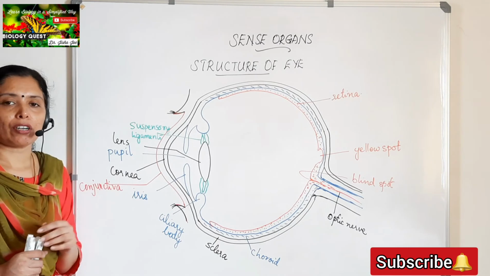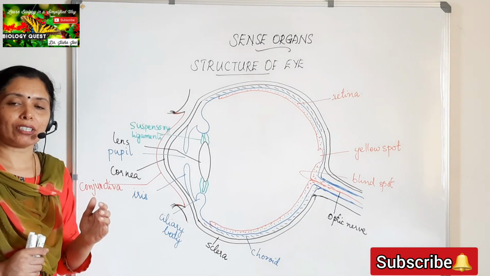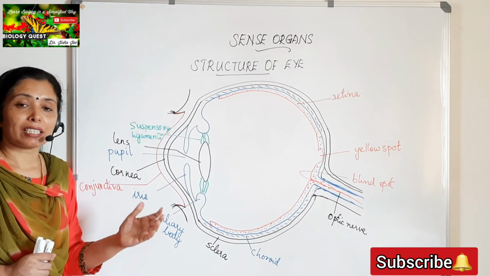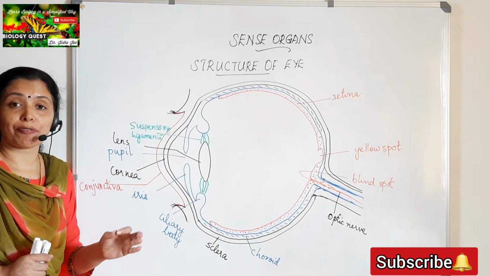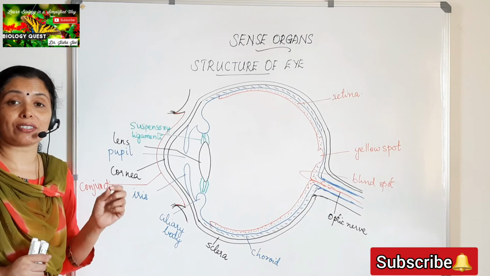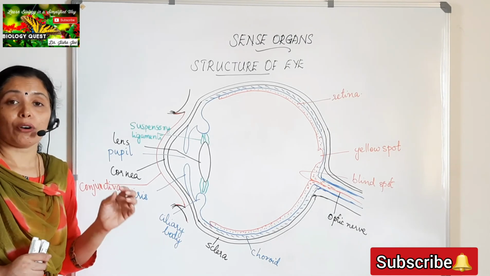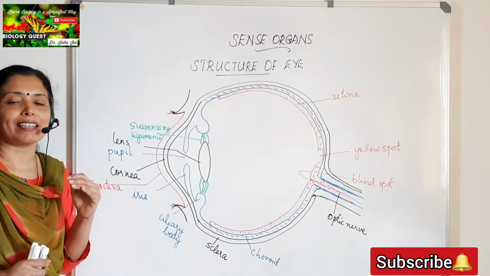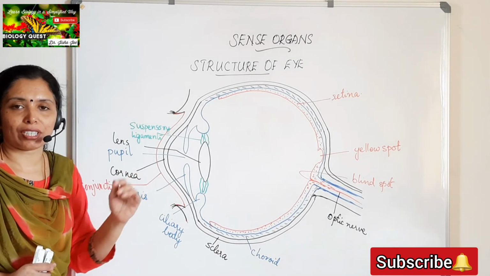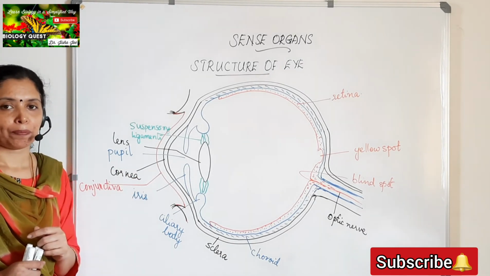And you might have heard of conjunctivitis. It is a condition when the conjunctiva is infected, or it is due to viral infection. The conjunctiva turns reddish in color, or the redness of the conjunctiva is caused due to viral infection, and this leads to a condition called conjunctivitis.